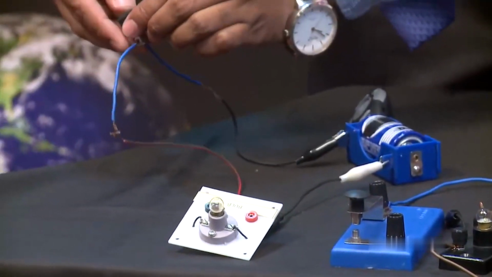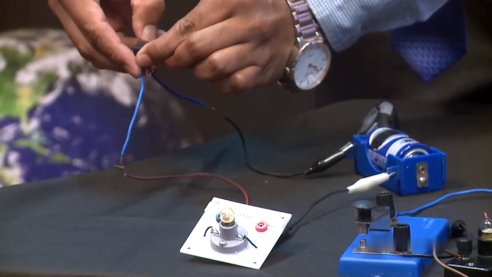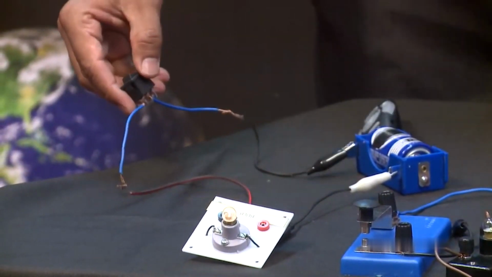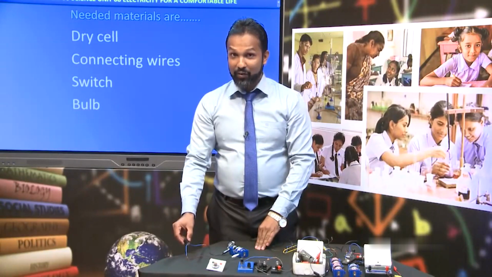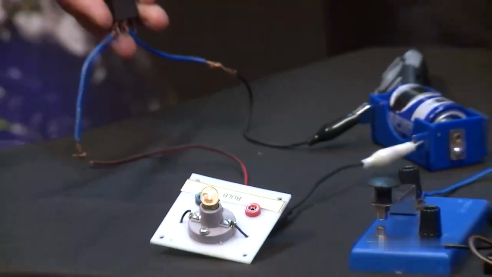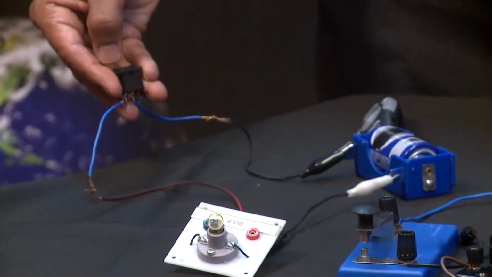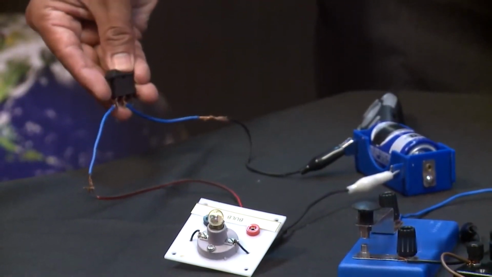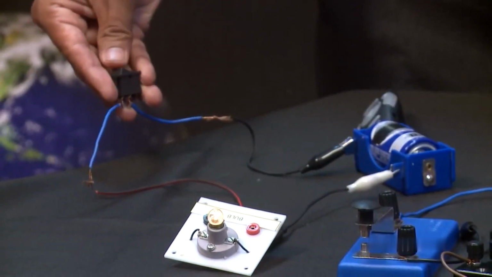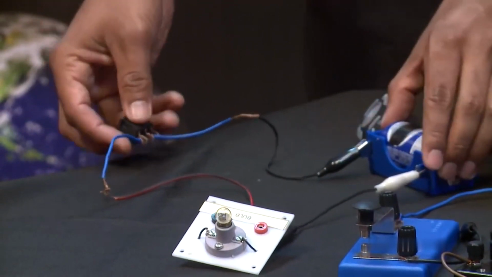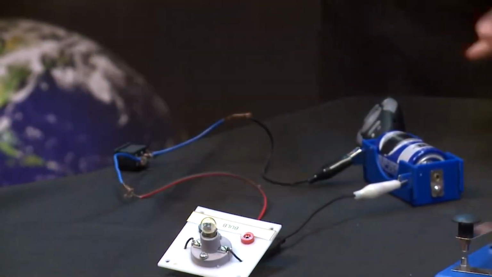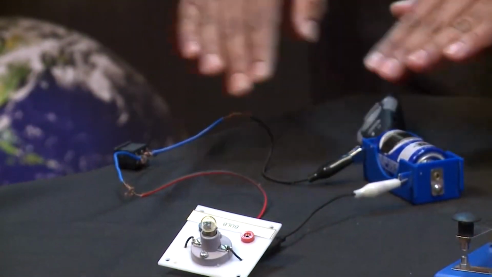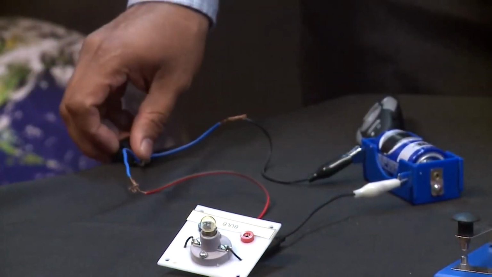Now, I am going to switch on the switch. What can you observe? The bulb is glowing. I am going to switch off. The bulb goes out. Again, switch on. Then, you can observe the components here. You can see a bulb, a dry cell, connecting wires, and a switch.